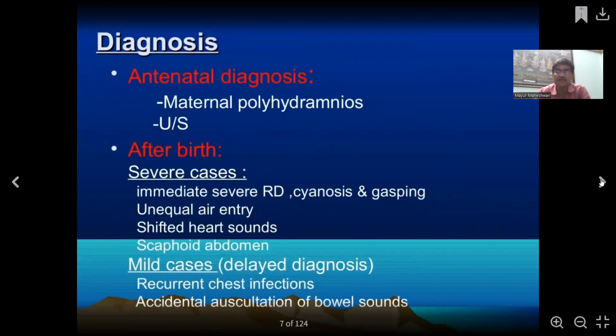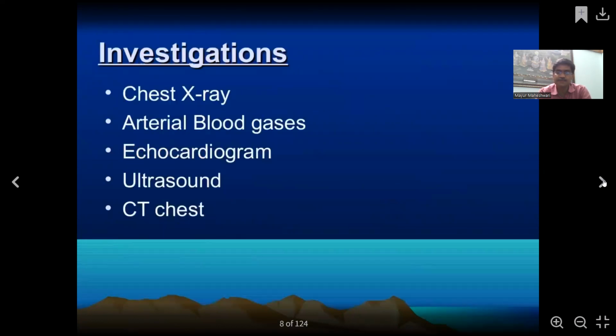Diagnosis, how will you diagnose? It is usually diagnosed antenatally. The telltale features may be maternal hydramnios, and this is easily picked up on ultrasound. And after birth, how will you diagnose? In severe cases, there is immediate respiratory distress, there is cyanosis, there is gasping, air entry will be absent on the affected side, there is muffling and shifting of the heart sounds, and the abdomen will be scaphoid. In mild cases, there can be a delayed diagnosis. They may present with recurrent chest infection and accidental auscultation of the bowel in the chest.